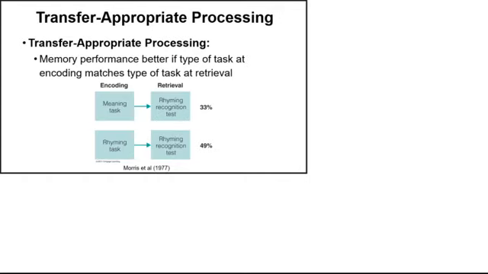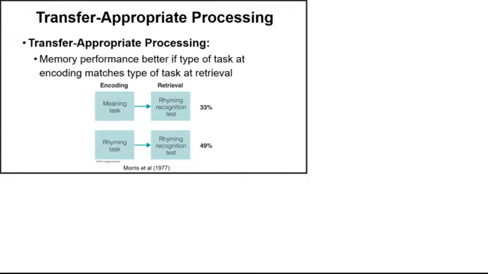And then the last of these is actually focusing on the type of material that you're learning and how you go about learning it. And this is the concept of transfer appropriate processing. So this says that our memory performance is better if the type of task at encoding matches the type of task at retrieval. So again, we want stuff to match, but here it's about how you're encoding that information. What tasks are you using to learn it, and what tasks are you being tested with?